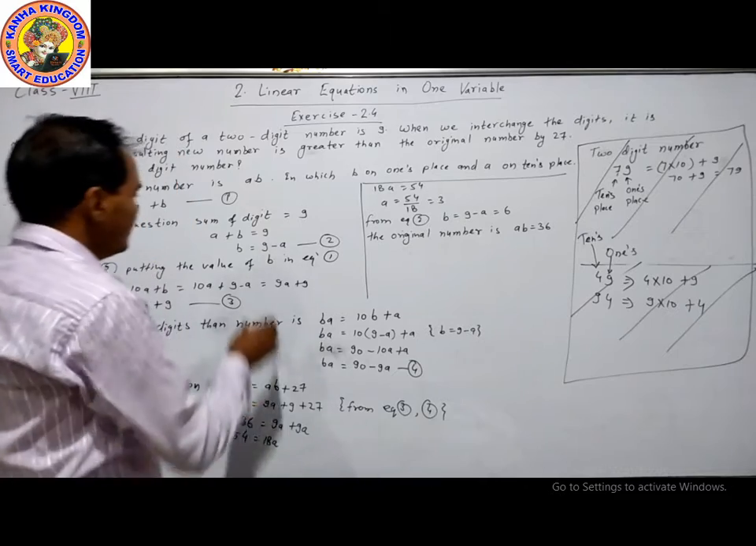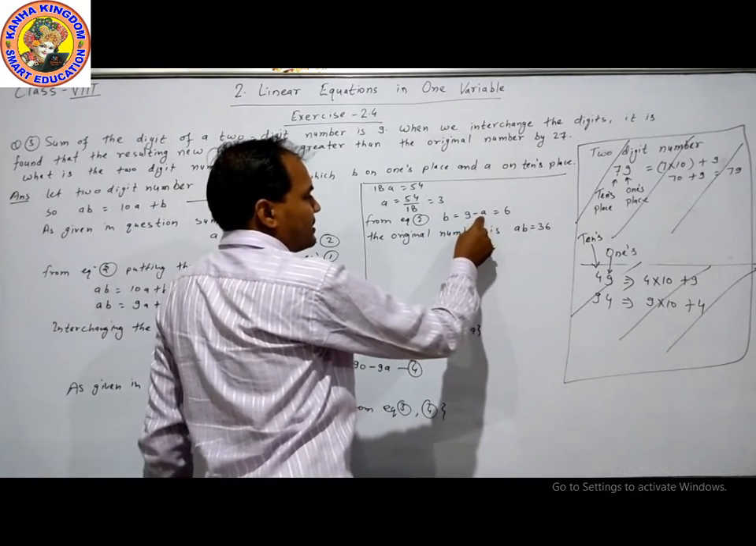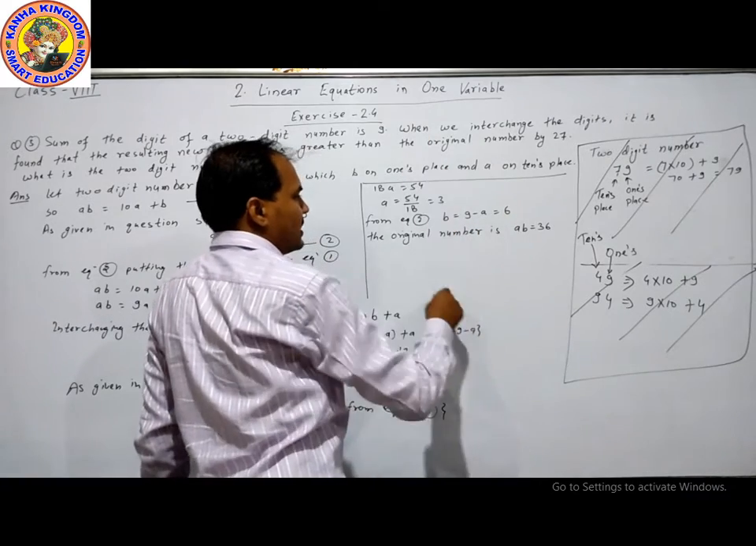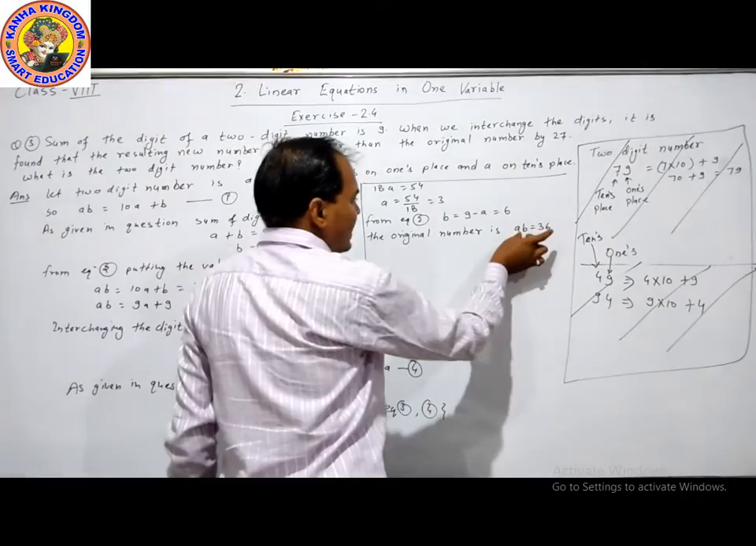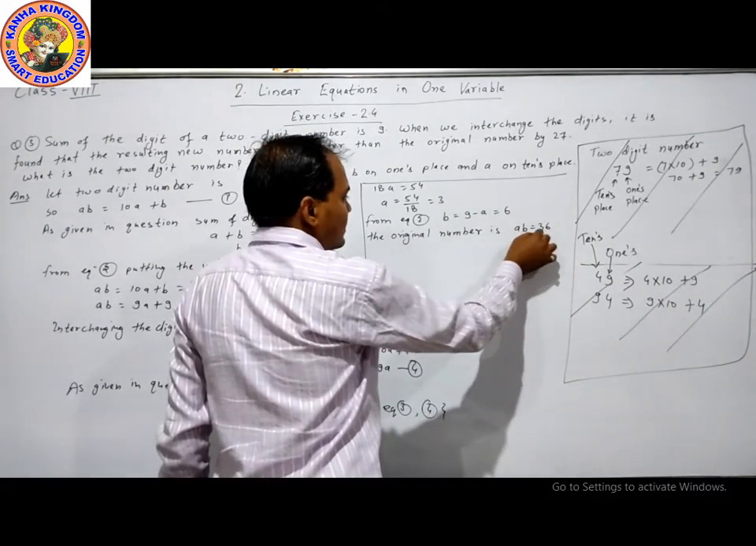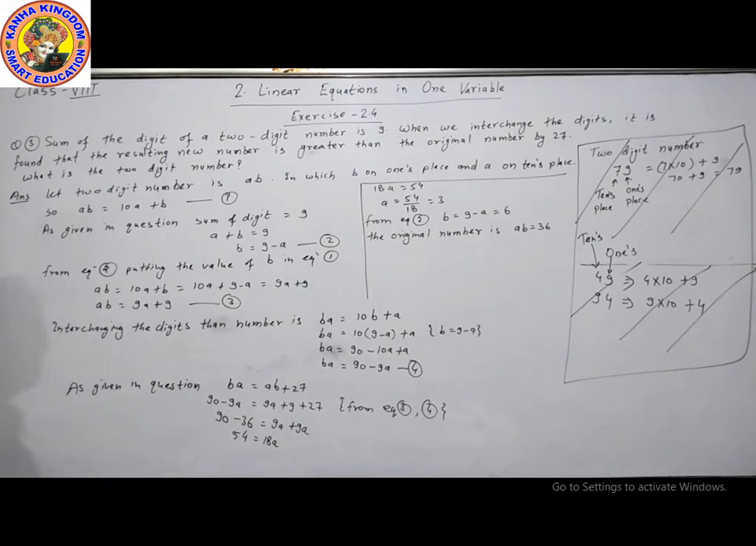What is the value of B? B is 9 minus A. Put the value of A as 3. 9 minus 3 is equal to 6. A is equal to 3, B is equal to 6. The original number is AB, so the original number is 36. You can take a screenshot of this. We will move to our next question.